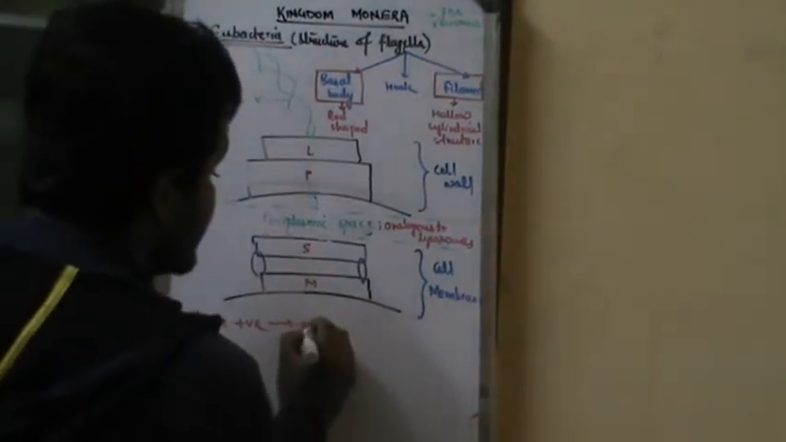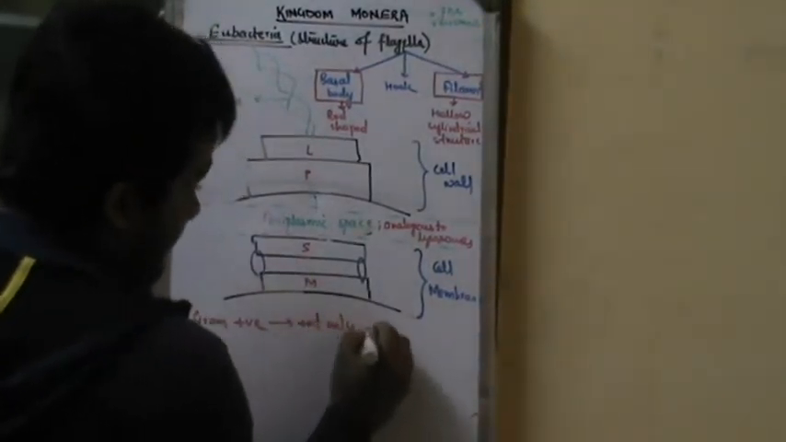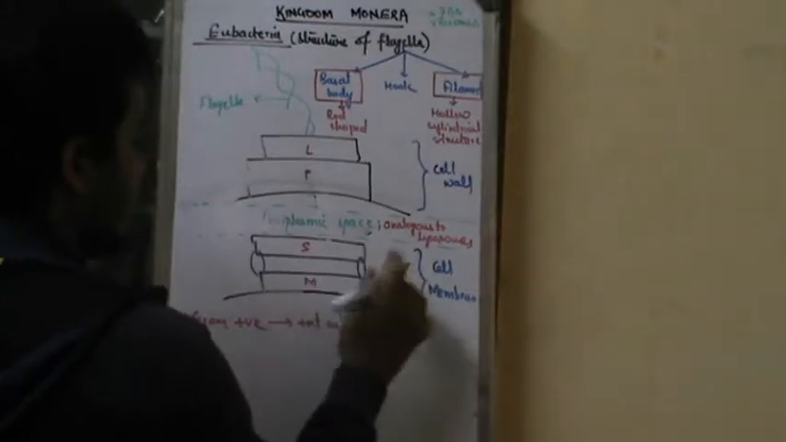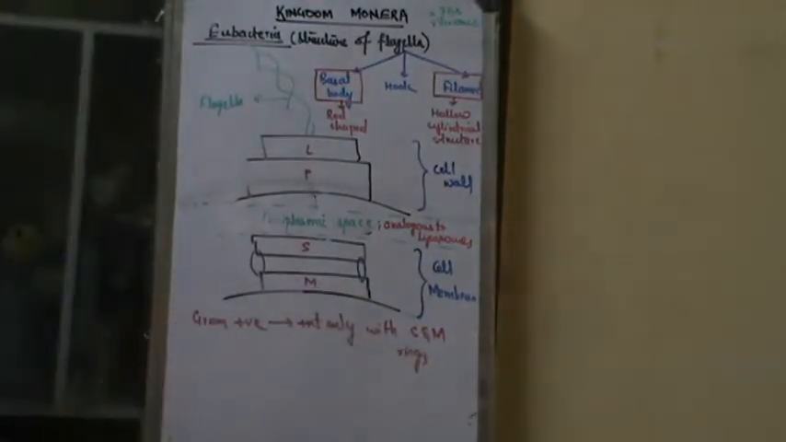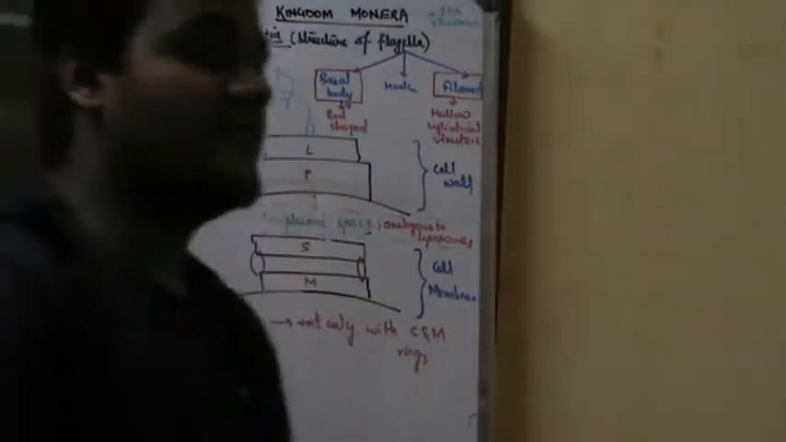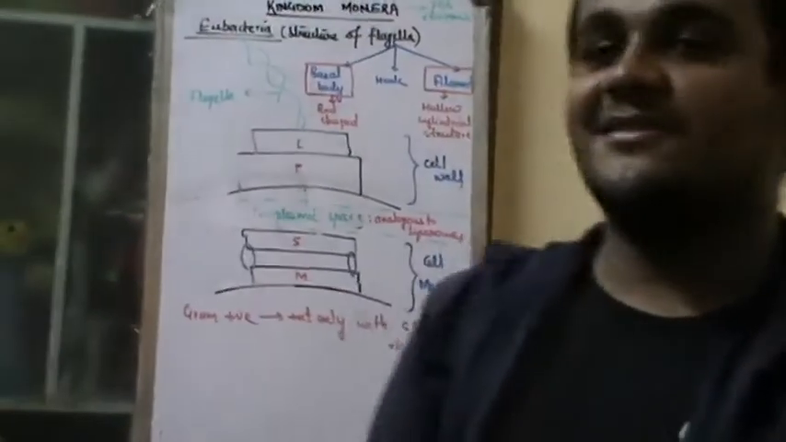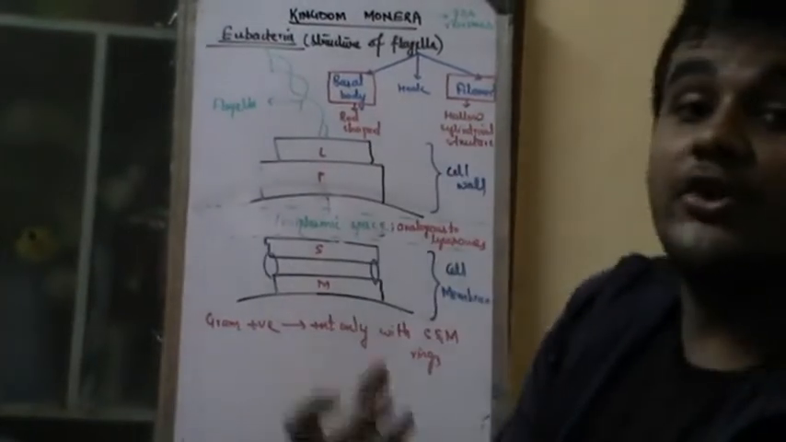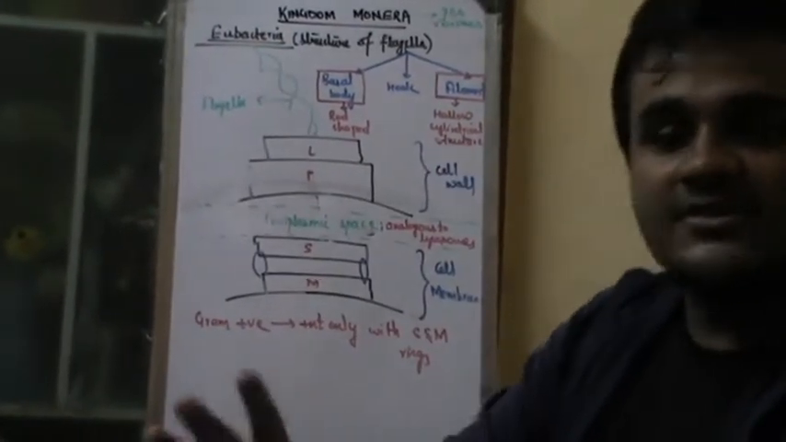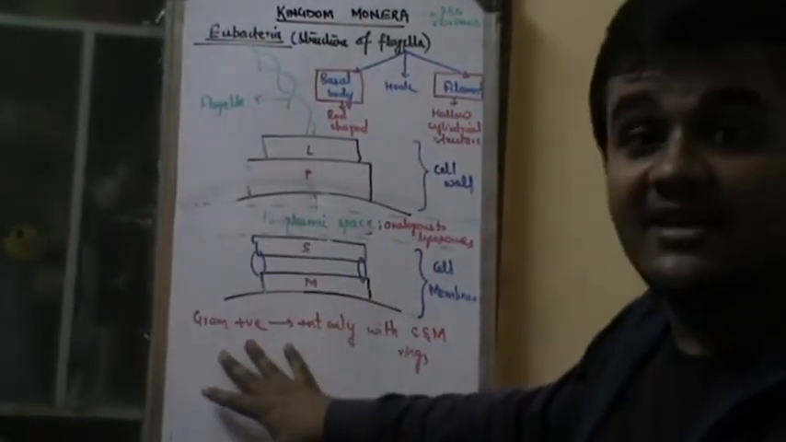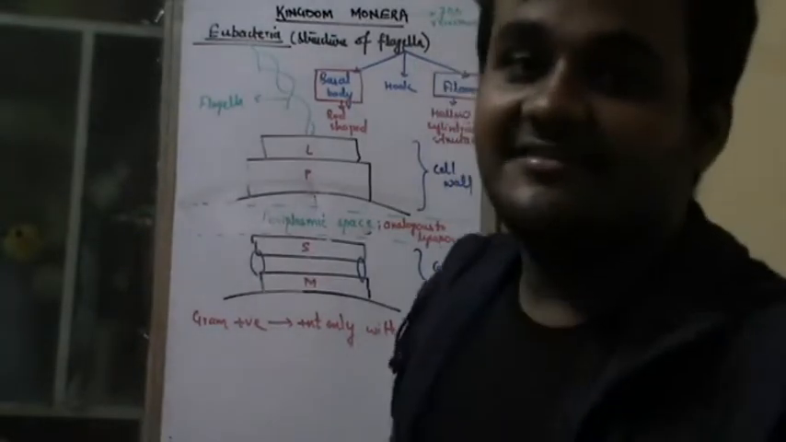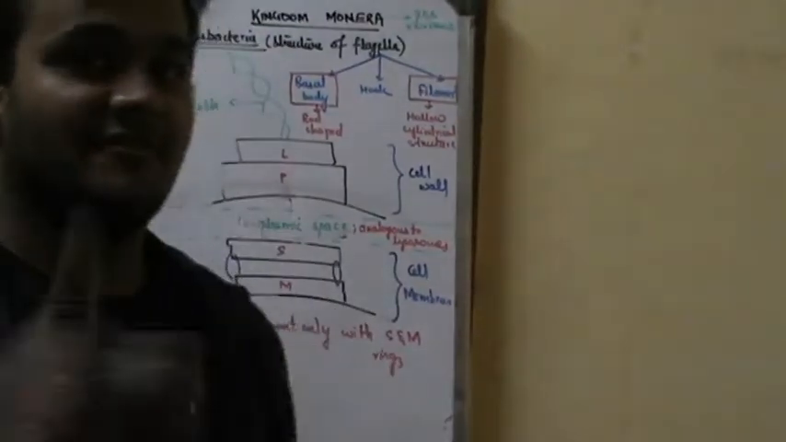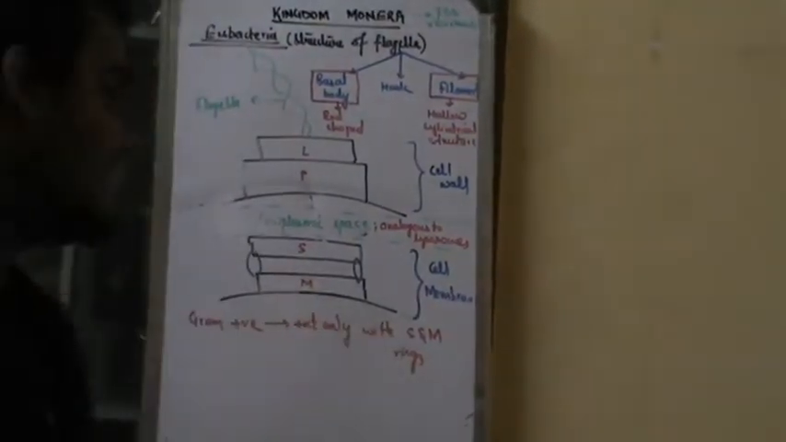Always remember: gram-positive bacteria are present only with S and M rings. This means L and P rings are going to be absent. What else does it mean? The cell wall is not going to be completely well developed. I'm not saying that gram-positive bacteria have no cell wall. It's not as well developed as in normal bacteria, and that's the reason it retains the gram stain. That is very important. I'll be discussing it there.